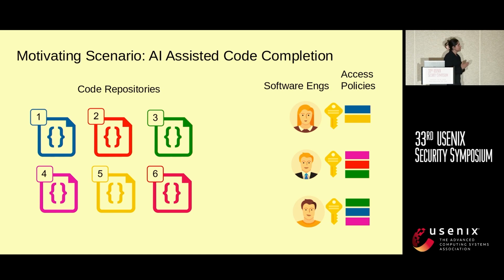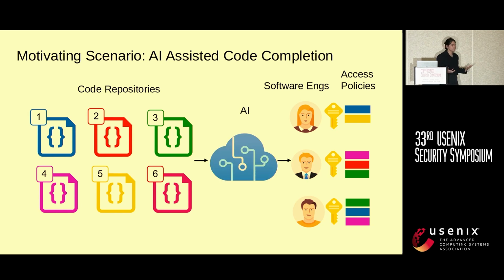So first, I want to begin with a motivating scenario. Now imagine you're in a software engineering company where there's a bunch of different code repositories. You can see that they're color-coded. And then there's a bunch of different software engineers, and each engineer has access to a different subset of the code repositories, which is indicated by the access policies in the corner. Now, let's say you want to throw in AI into the mix, and you want to have a coding assistant, kind of like GitHub Copilot, that is trained on these code repositories and helps these software engineers to write code.